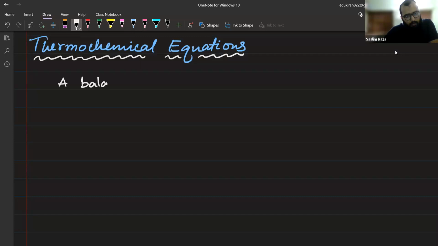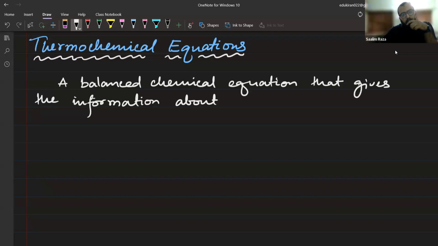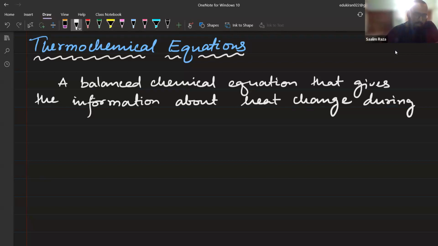It will be a balanced chemical equation that gives the information about heat change during the reaction. Please write this down.